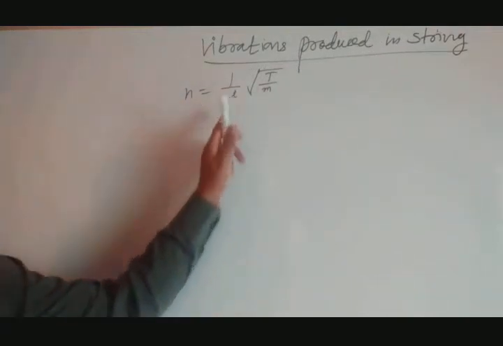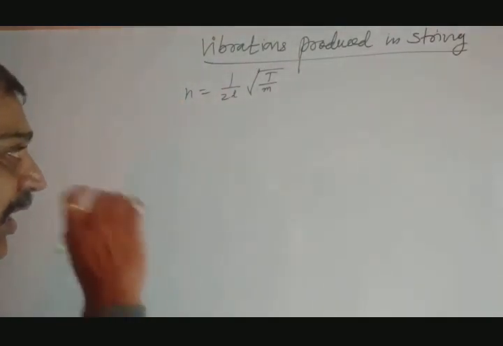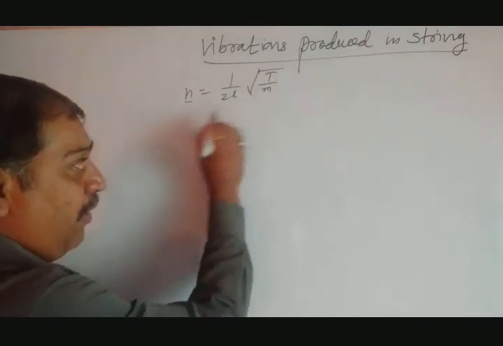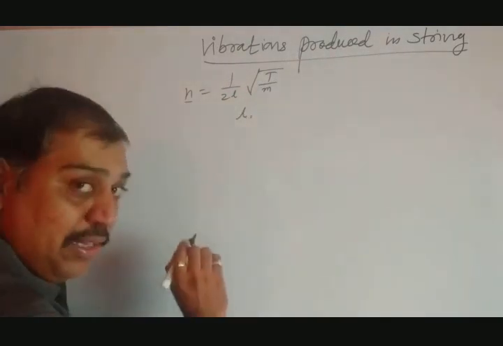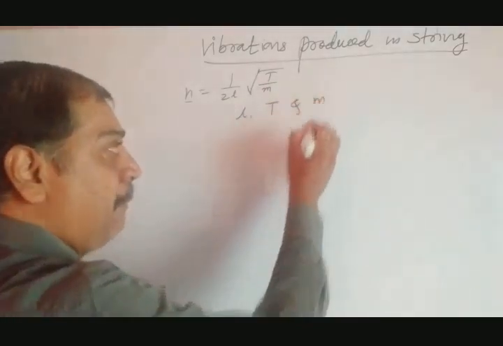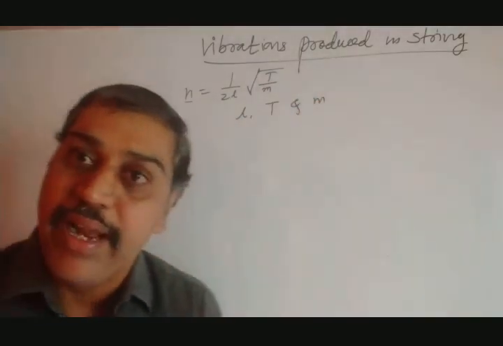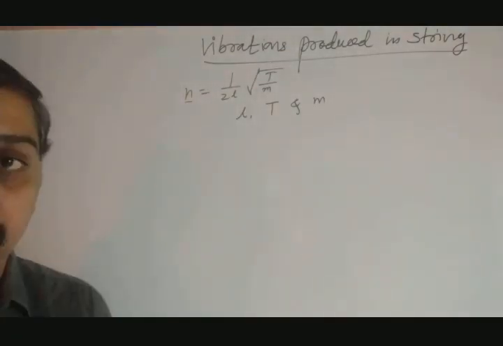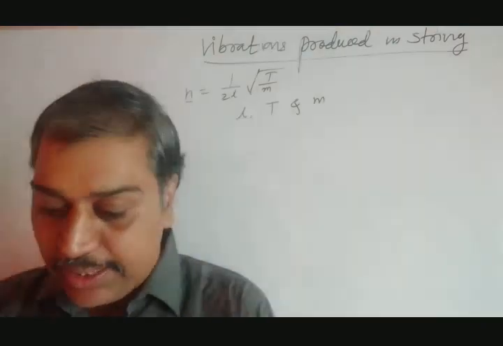N equal to 1 by twice L square root of T by M. Here there are 3 terms. Here frequency we want to find out. L length, vibrating length, T tension in the string, and M mass per unit length, or it's said to be linear density. So these 3 parameters are there, and by this formula there are 3 laws of vibrating string.